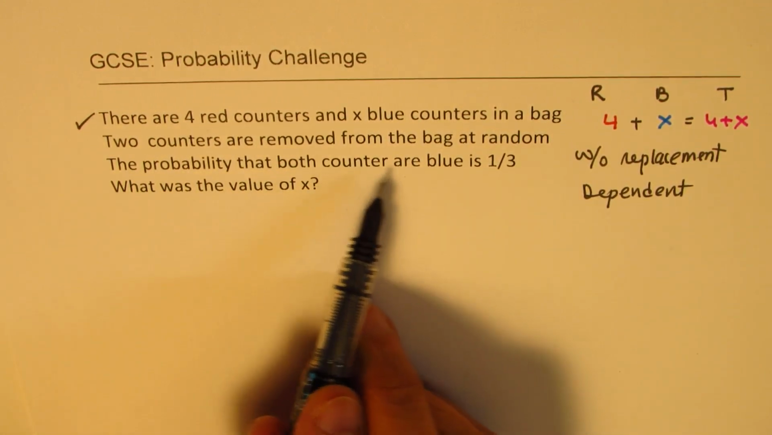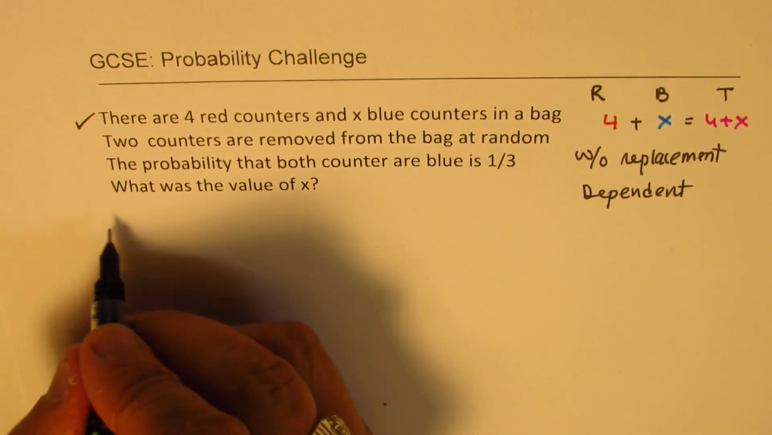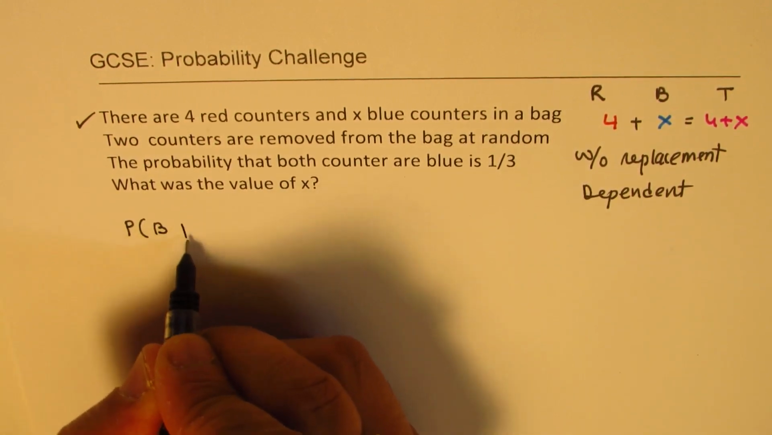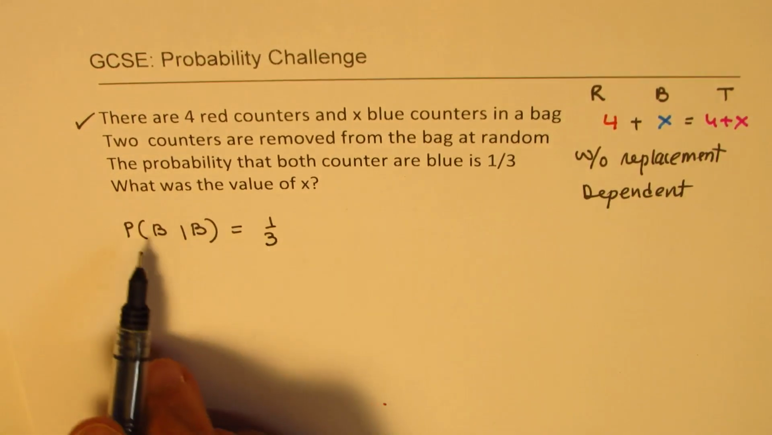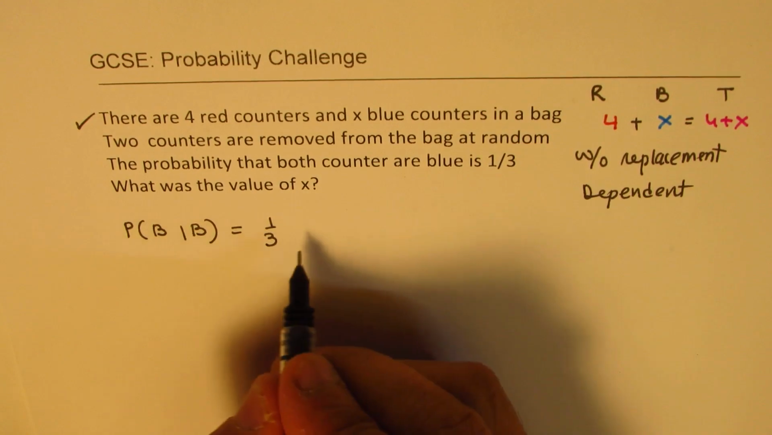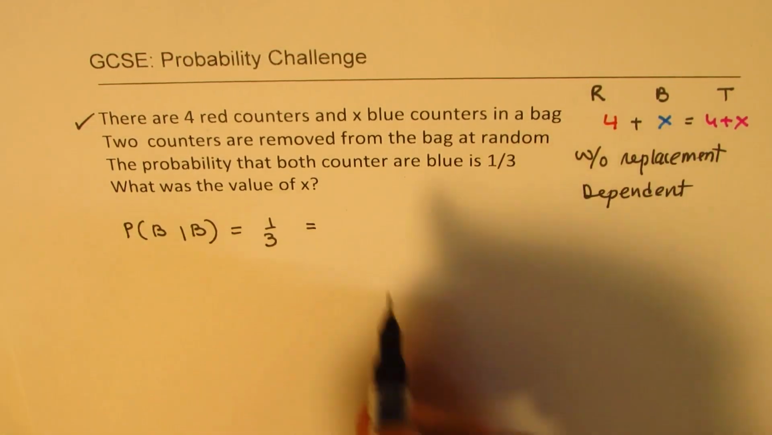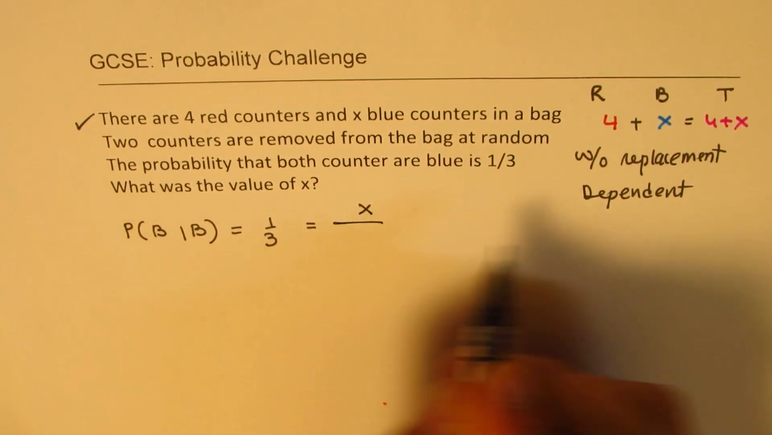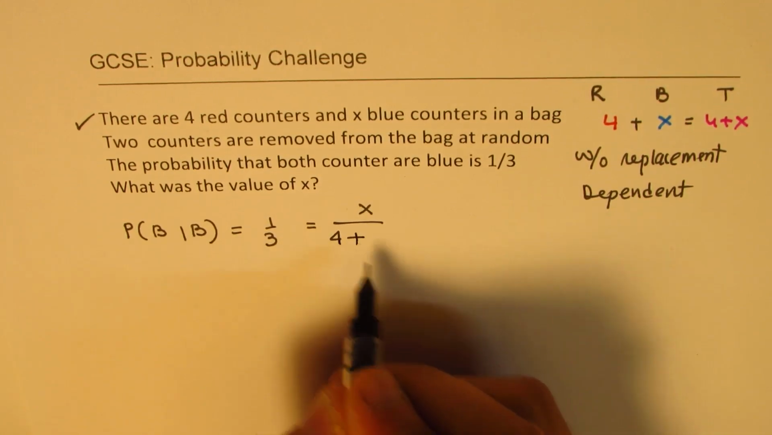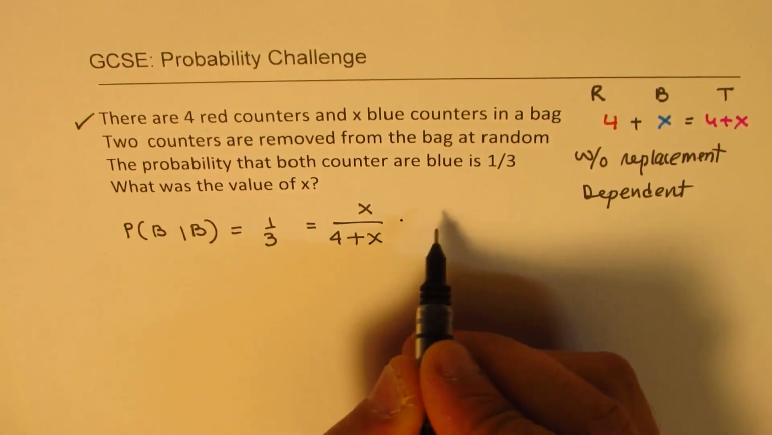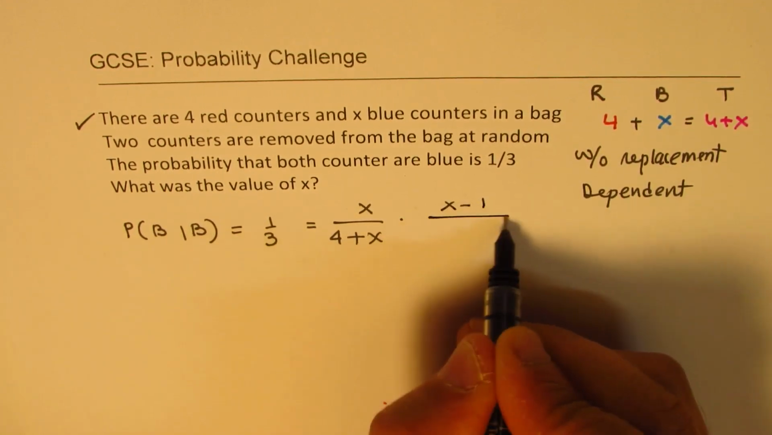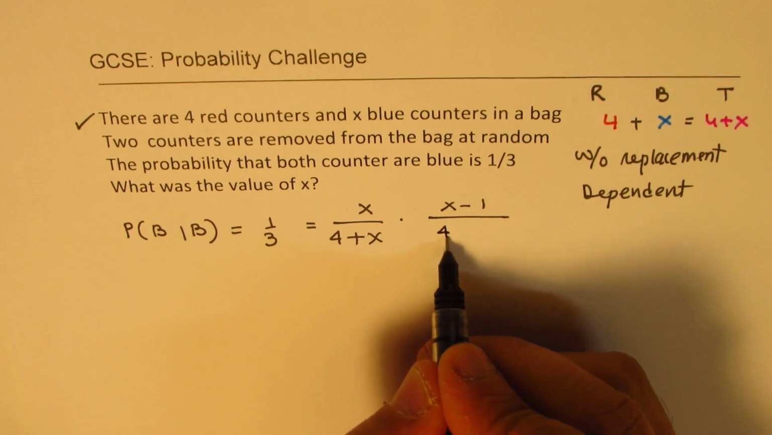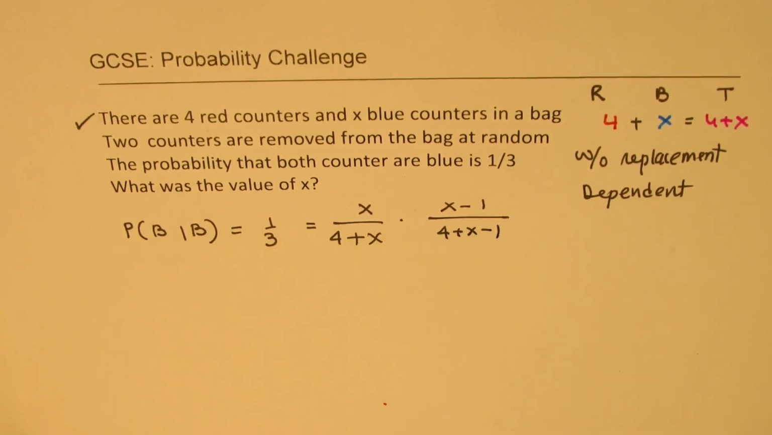The probability that both counters are blue. So we are saying that probability that we get blue after blue is 1 out of 3. Now what do you mean blue after blue? It really means that first probability for blue is, there's only X blue, total is 4 plus X, so X over 4 plus X. The second time, and means product, 1 less blue, right? And 1 less of the total. You could also write 4 plus X minus 1, which is the same as 3 plus X, correct?